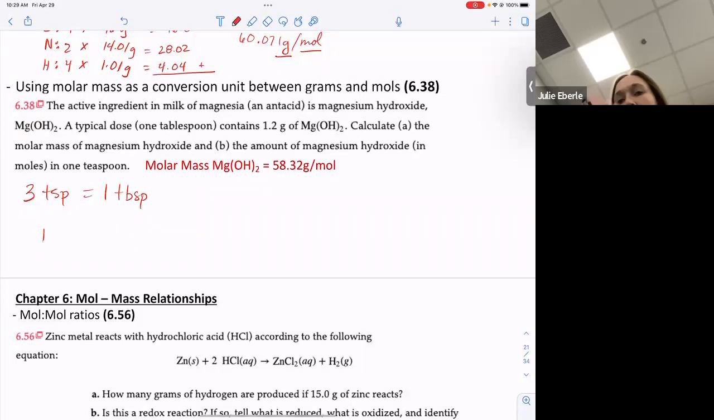I'm going to start with 1 teaspoon. This is the amount we're trying to figure out the equivalent in moles. So I'm trying to convert to units of moles. How would I do that? Cancel teaspoons out. The only relationship I have to do that is the one I wrote right above, right? So we'll say for every 3 teaspoons, there's 1 tablespoon.